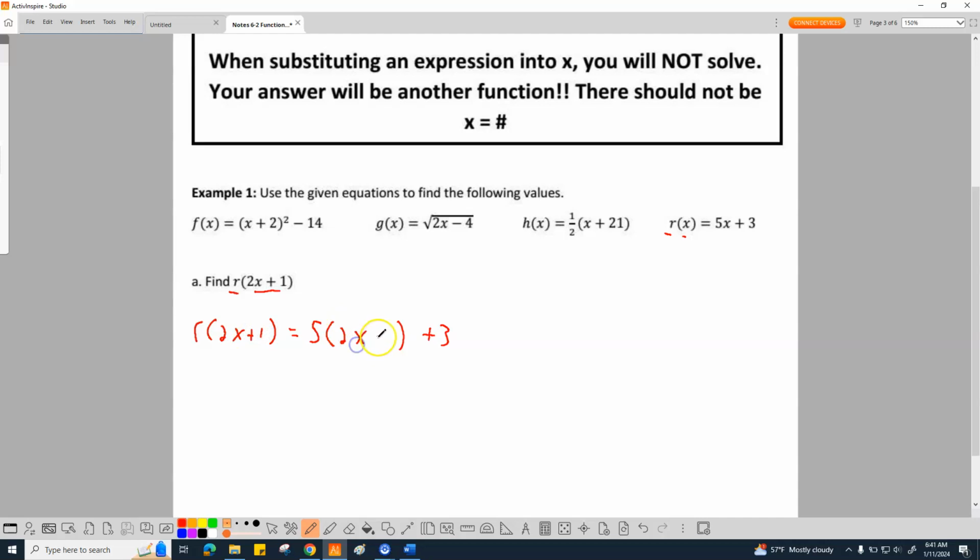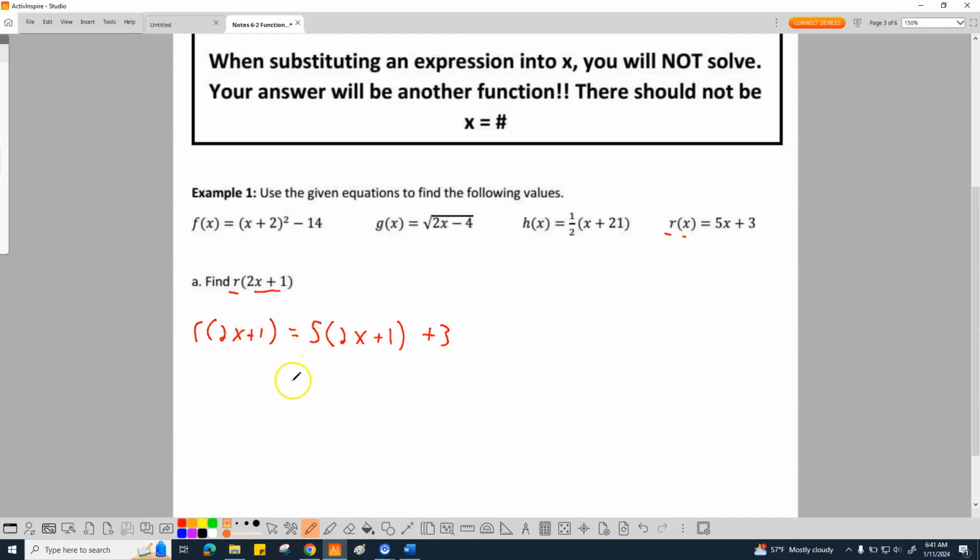One of the things I saw that some of y'all were confused on is you're like, mister, what am I supposed to do with this thing on the left, this r of 2x plus 1? You kind of just leave it like that. You can think of it as a weird y. This is basically saying y equals, more or less. So it's a bizarre looking thing, but just leave it like that.